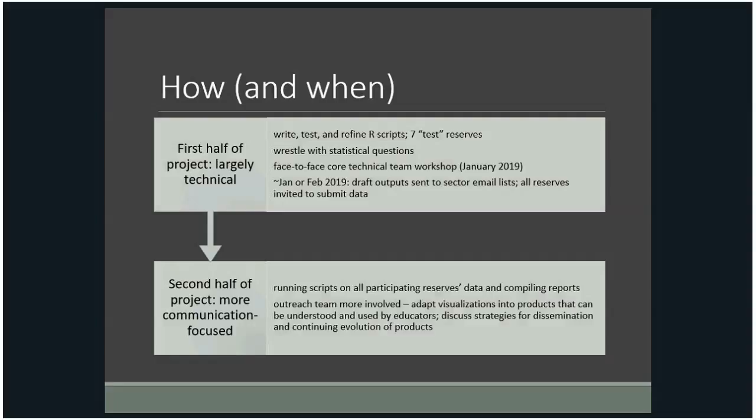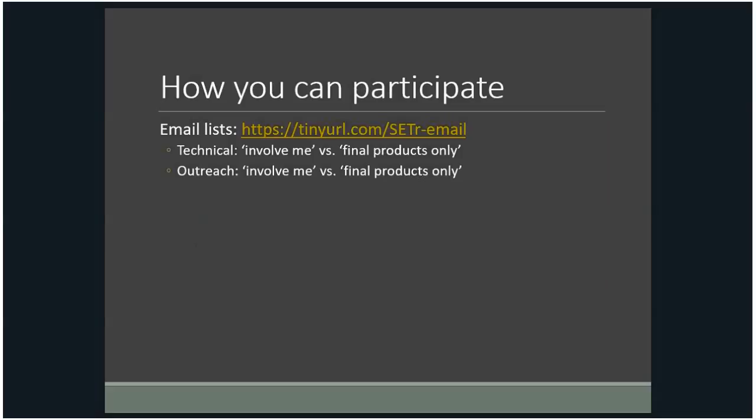So how do you provide input and participate in this process? You can sign up for our email lists. You should be able to click on that link right now if you want to. And we actually have it falling out into several different options for you. You can choose from the technical standpoint if you want to be involved in the decisions that happen or if you only want to see the final products when they're provided. And same with outreach. Do you want to be involved or do you only want to see final products? There's also a neither option for each of these. For example, if you're on the outreach team and you don't care at all about our technical stuff, you could select neither for that, and then whichever you want for outreach.